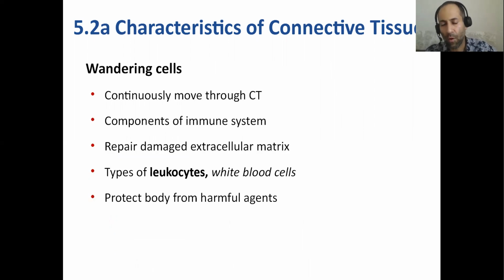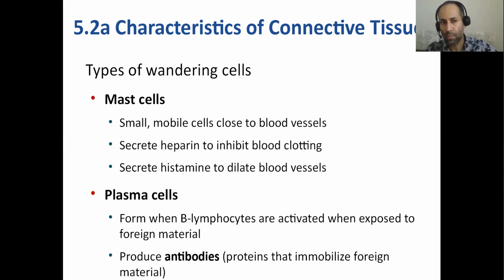So let's move on to wandering cells now, cells that move with your bloodstream or lymph flow to different parts of the body. White blood cells are an example, also called leukocytes, and they are parts of your immune system. Mast cells are also wandering cells, and they are found close to your blood vessels, and they react to these two substances, heparin and histamine.